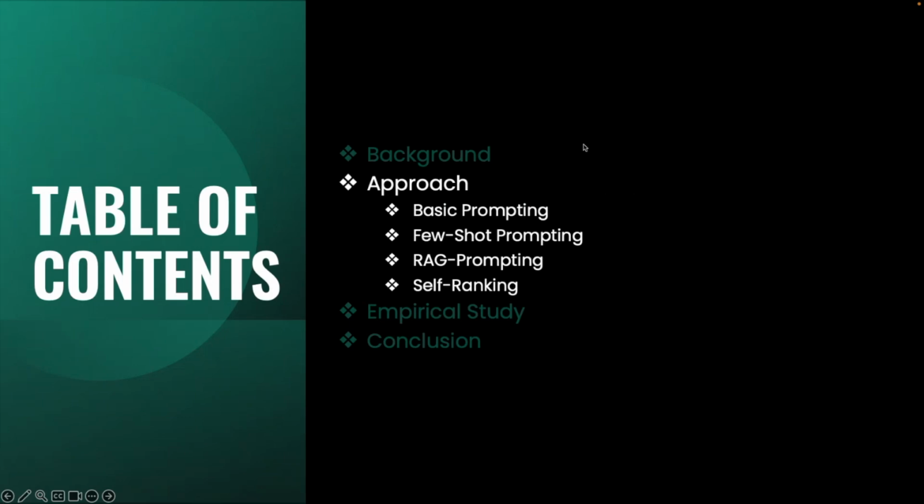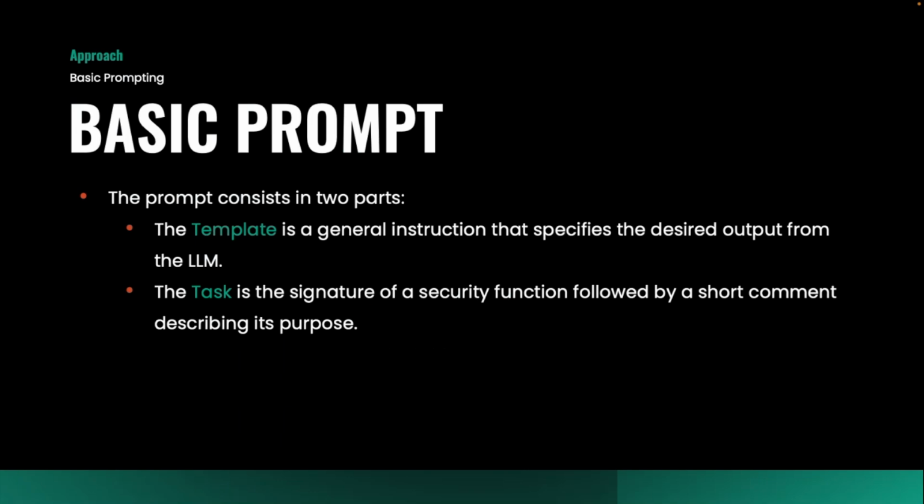Okay, now that we have these notions of the main concepts, we can go to the approach. The approach is based on 4 types of prompts. The one that is here is the basic prompt, that is the most naive way we can approach this problem. And basically what we did is that we constructed a prompt with 2 parts. The template is a general instruction that specifies what we want from the desired output. Here it is something that, if we are generating code, is a Python function. While the task is, in this case, the signature of the security function that is followed by a short comment describing its purpose. That is the part that the LLM should exploit to generate the function.